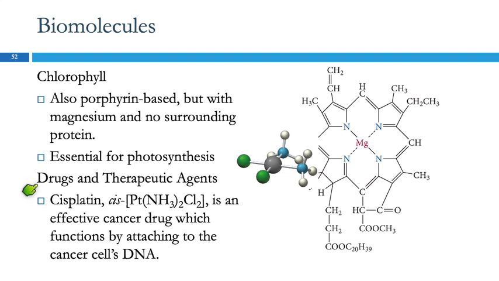Drugs and therapeutic agents. Cisplatin is a cancer drug. And the way this works is it attaches to the cancer cell's DNA and messes up the reproduction of the cancer cells.